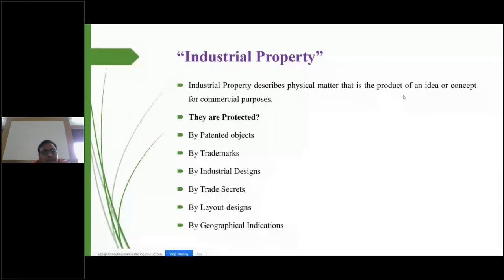The other part is industrial property. It describes the physical matter that is the product of an idea or concept for commercial purposes. We can commercialize our ideas, and these are all protected by patents, trademarks, industrial designs, trade secrets, layout designs, and geographical indications.